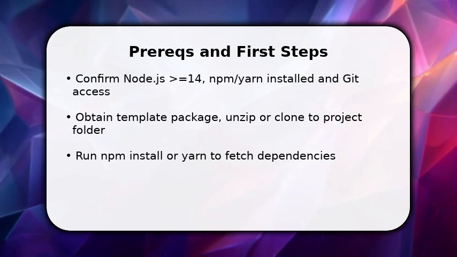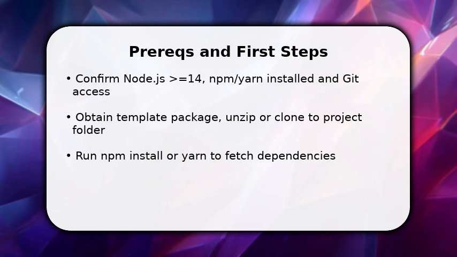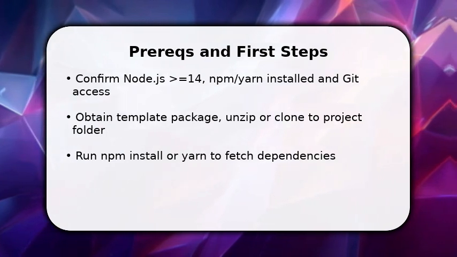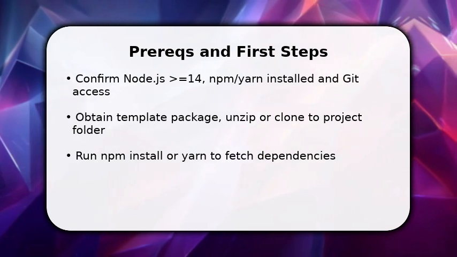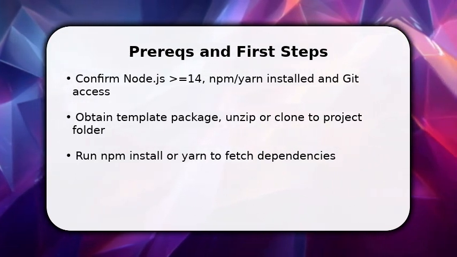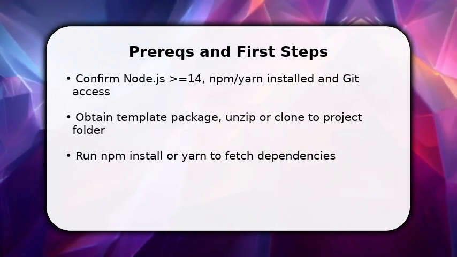Enjoy the video. You start by verifying prerequisites: Node.js, NPM or Yarn, and Git. Once confirmed, clone or extract the admin template into a dedicated project folder so files stay organized. Next, run npm install or Yarn to pull dependencies. This prepares build tools and UI libraries.